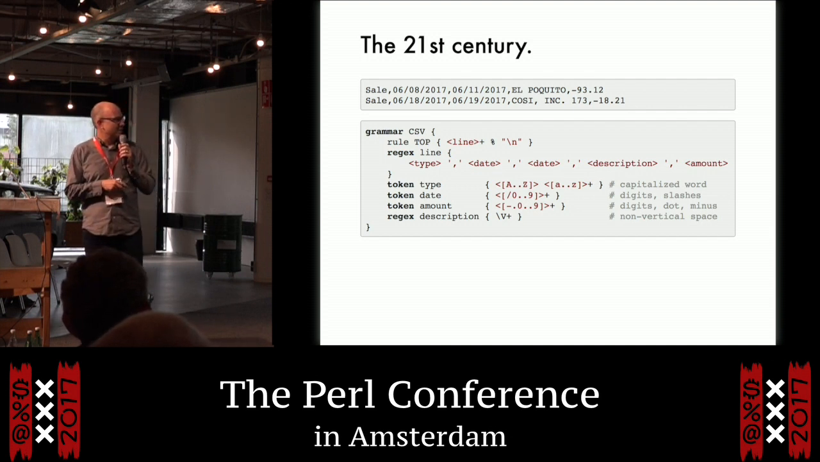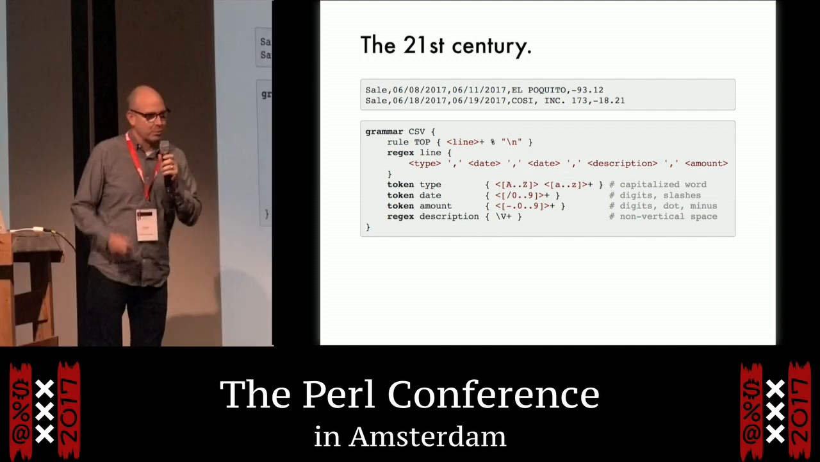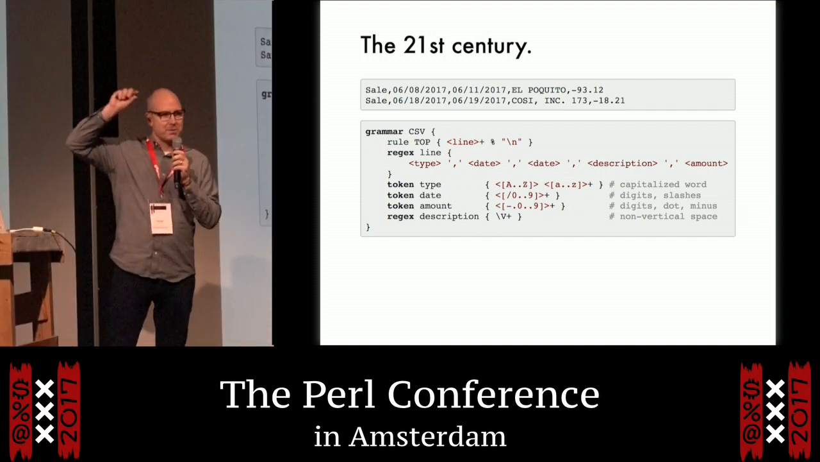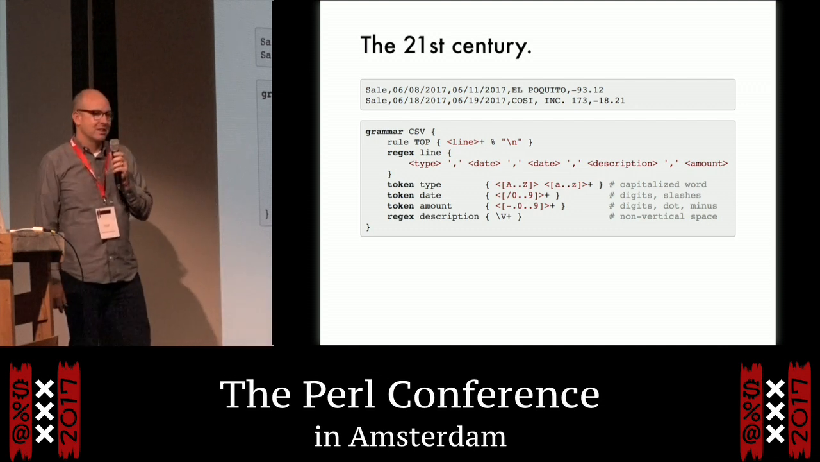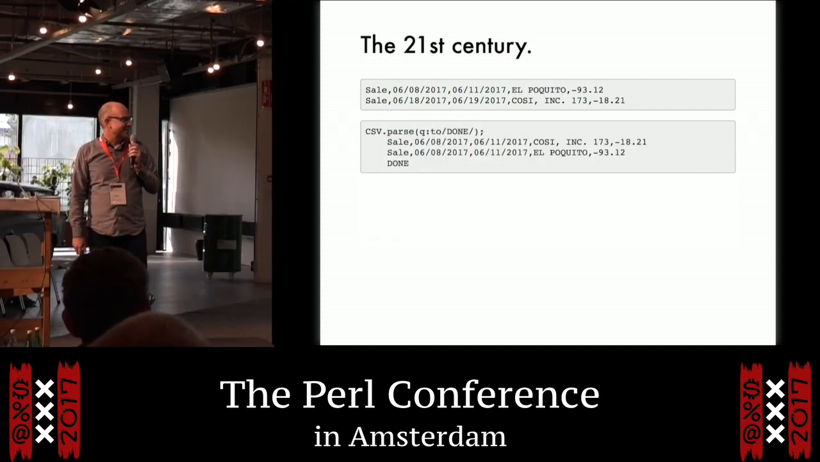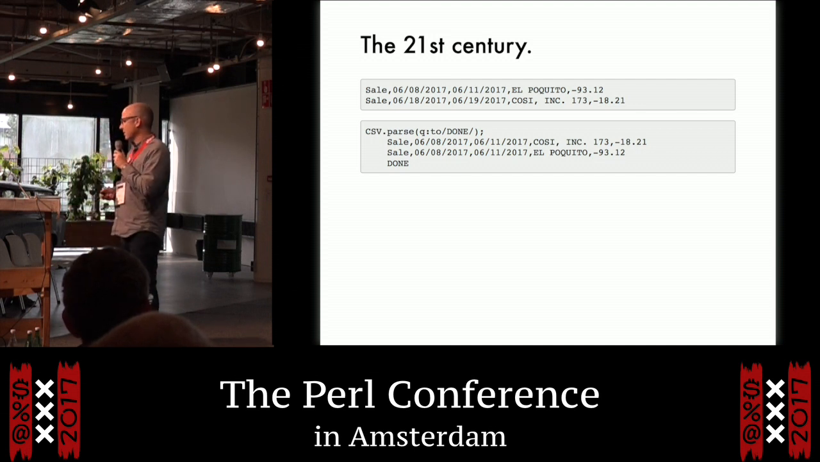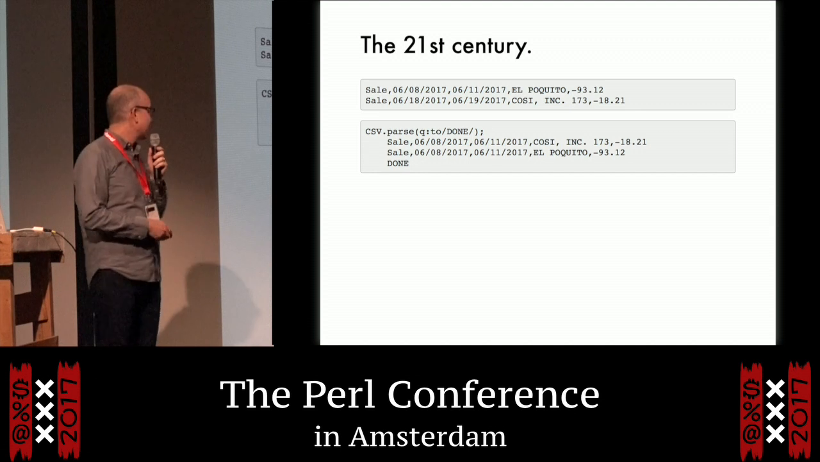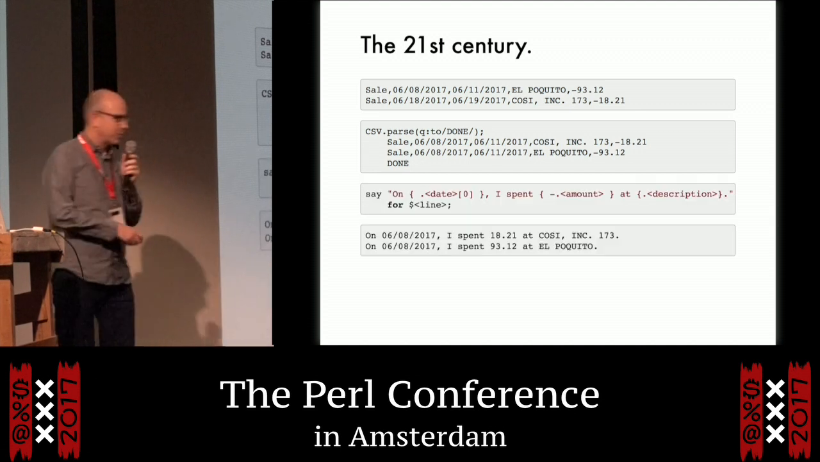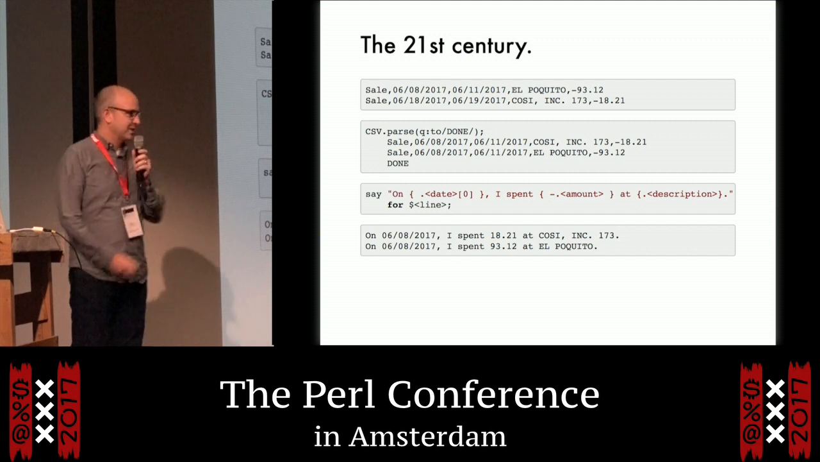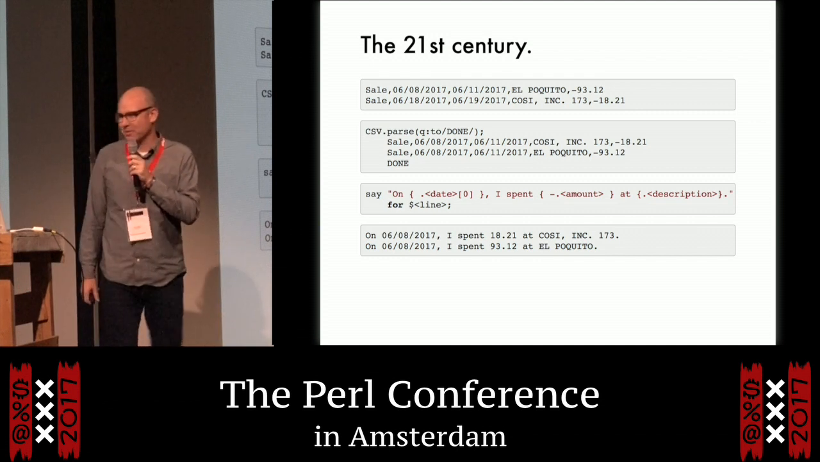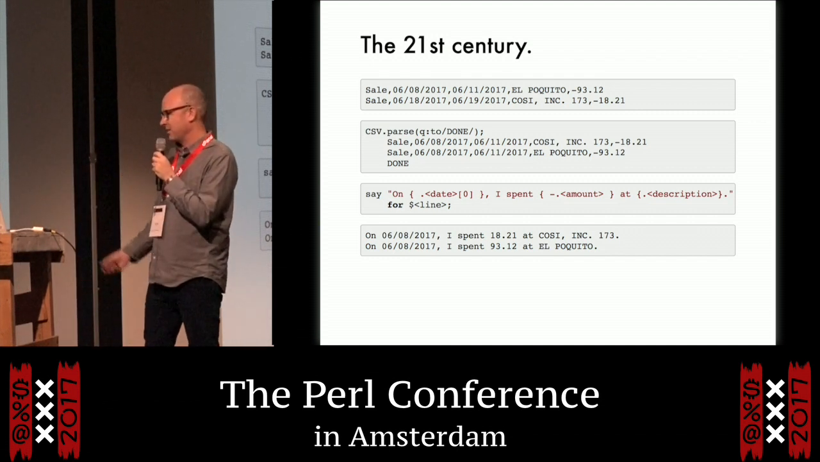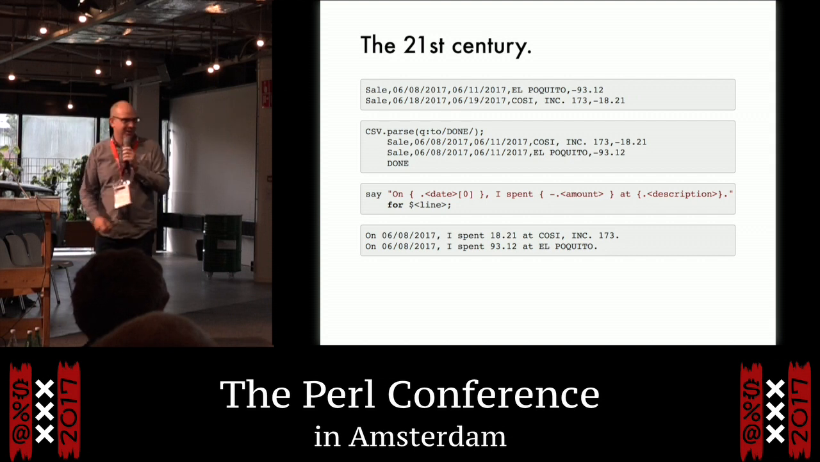And the top one, which describes a sequence of lines with some white space at the end, that one is a rule, and the white space at the end says that's actually matching any kind of white space, not just a space character. So the point here is that we say csv.parse, and that parses our CSV, stores the match in $/, and then we can just write a little line like this that says, on date sub 0, I spent minus amount at description, and there's the postfix for line.